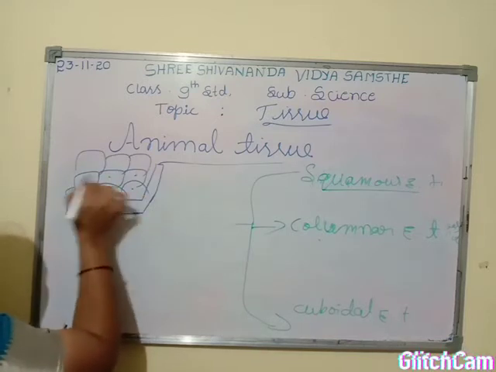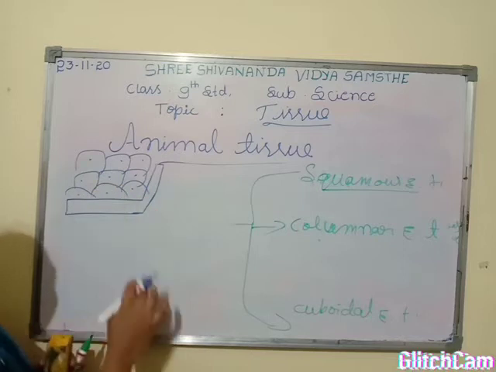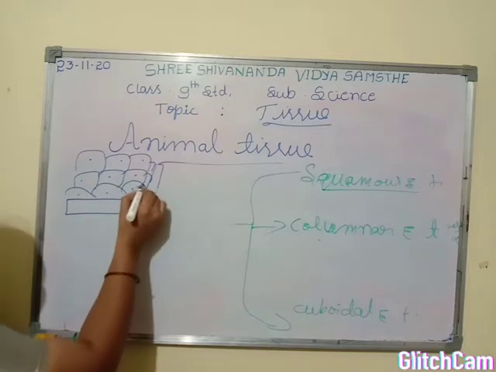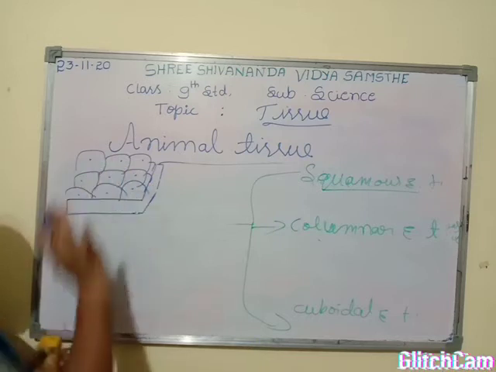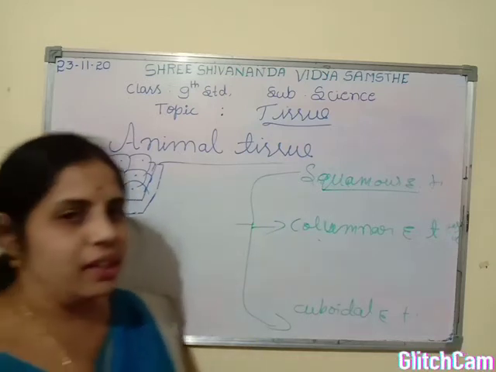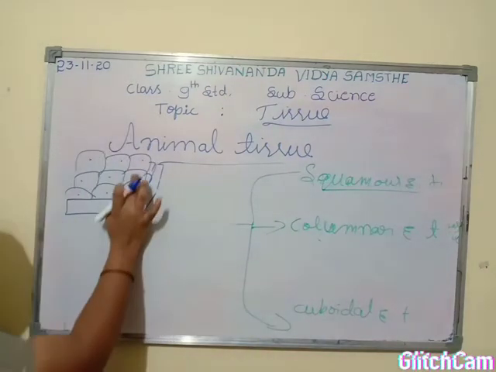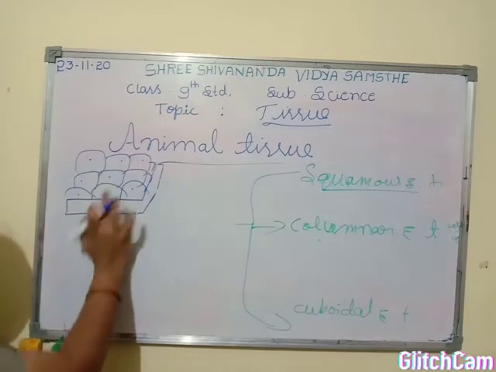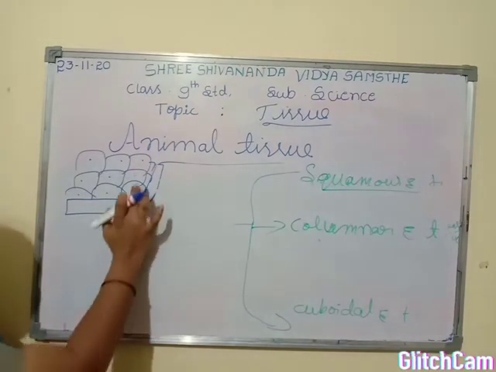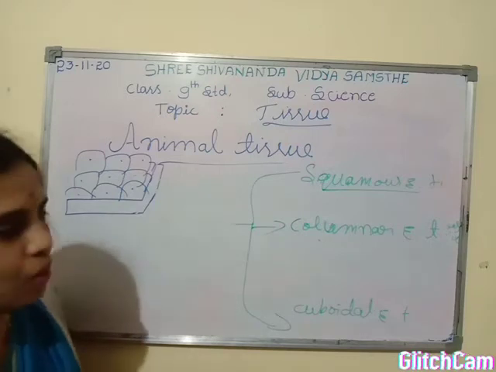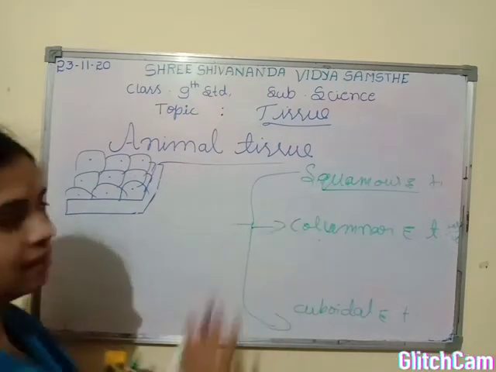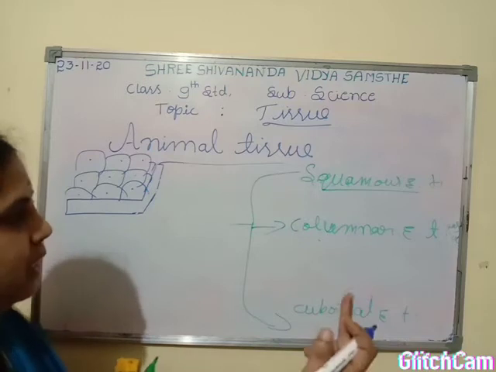Yes, what is this? So here each and every one is a cell. Each and every one is known as a cell. So what is the structure of these cells? Each and every cell is in square shape. So the name is squamous epithelial tissue.